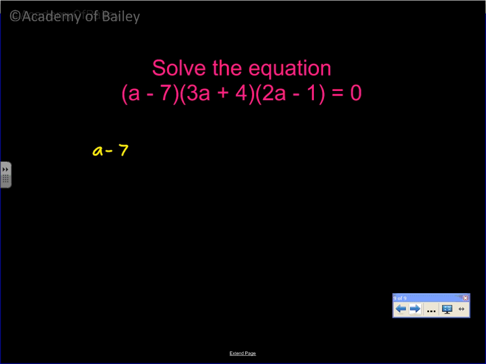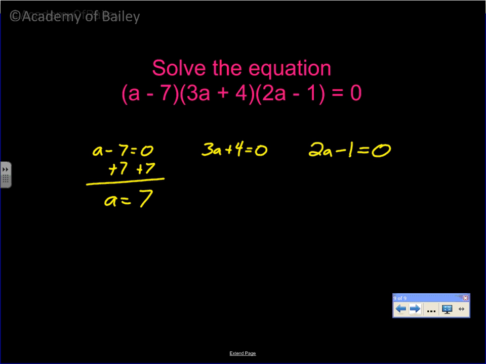So the first parentheses, a minus 7 equals 0. The second parentheses, 3a plus 4 is equal to 0. And the last parentheses, 2a minus 1, that's equal to 0. And let's work these out. We're going to start on the far left. Add 7 to both sides. a is equal to 7.